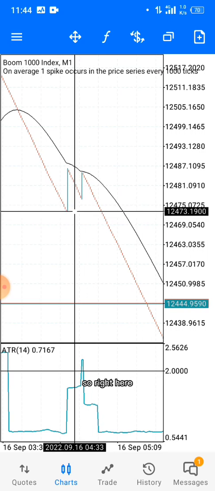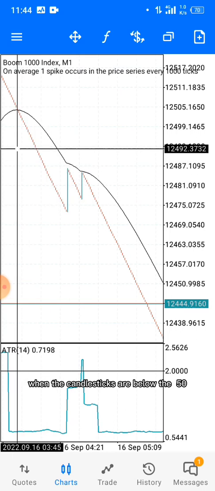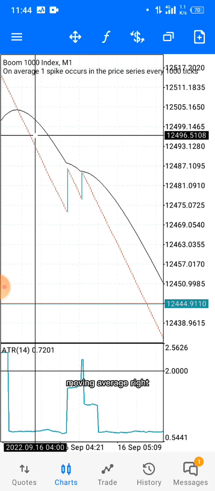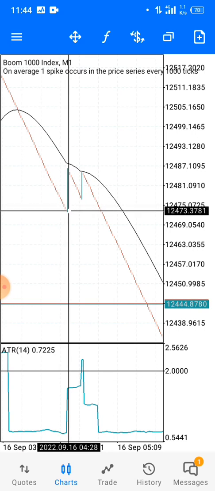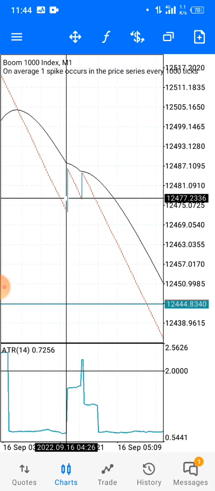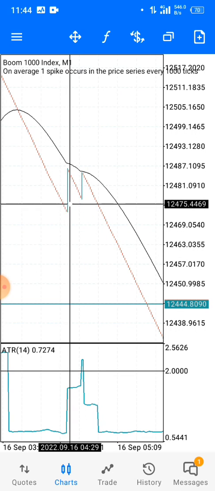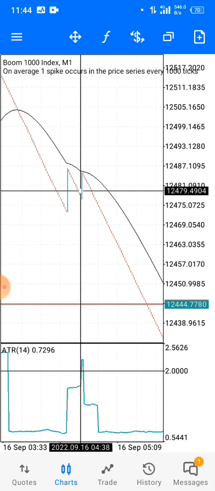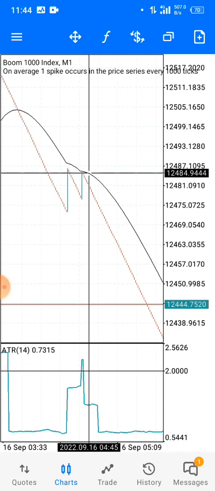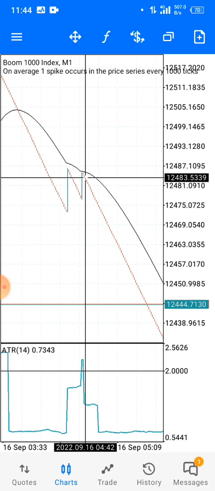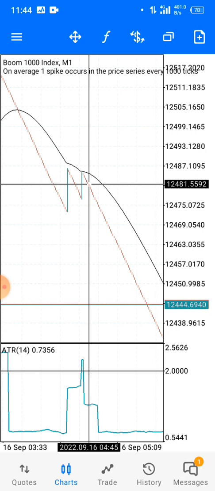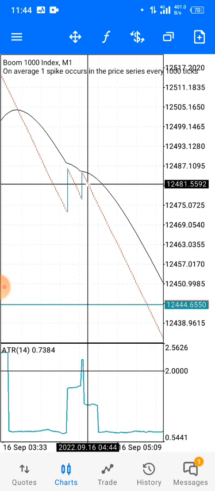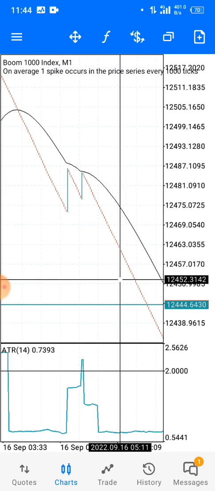So right here, the candlesticks are below the 50 moving average. This spike doesn't go above Level 2, and this spike goes above Level 2, so we enter our sell right there. Then 1, 2, 3, 4, 5, 6 candles, you're out. It even went longer.